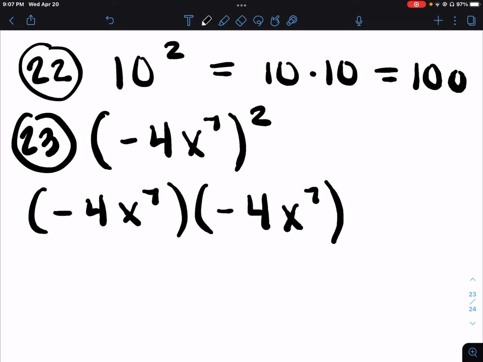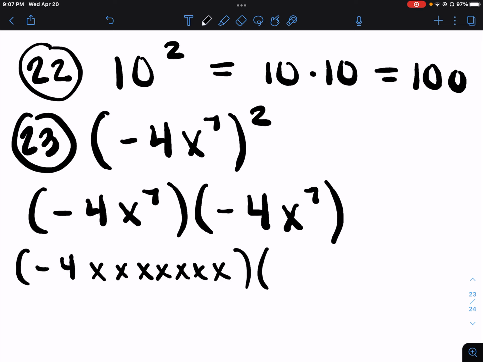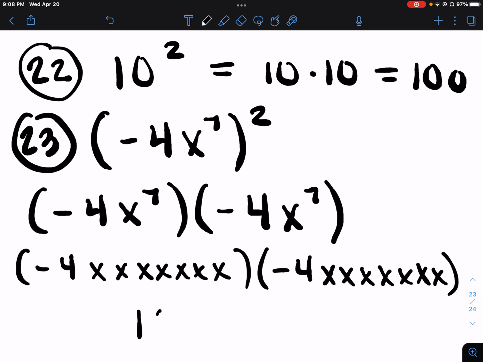Okay, the parentheses tells us the 2 exponents on the whole thing. Now the 7's on just the x. So that means 1, 2, 3, 4, 5, 6, 7. Negative 4, another 1, 2, 3, 4, 5, 6, 7. A negative times a negative is positive. 4 times 4. There's 7 here, plus 7 more is 14.